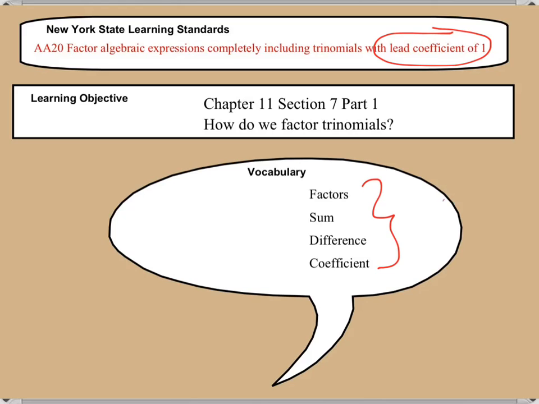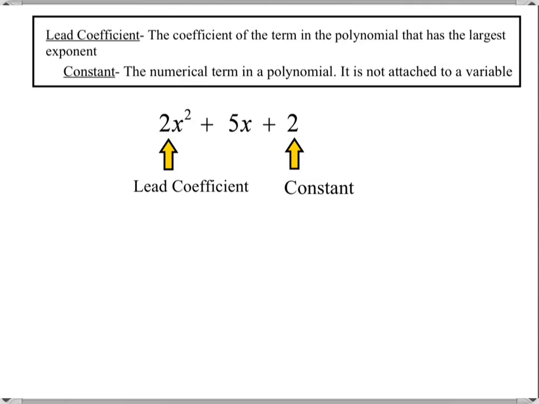I've split this section into two parts. So the first thing we want to do is define what lead coefficient means. Lead coefficient is the coefficient of the term in the polynomial that has the greatest exponent. So since this is x squared here, that has the largest exponent. So 2 is considered the lead coefficient in this polynomial.